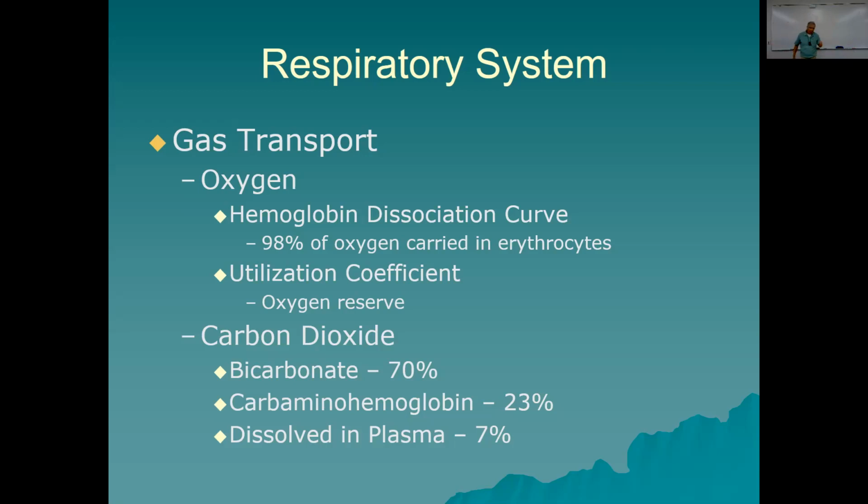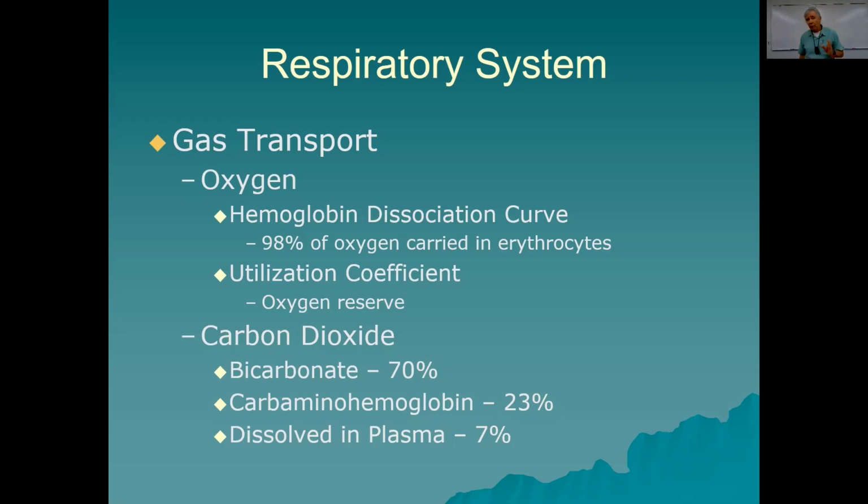Carbon dioxide. A little more complicated how carbon dioxide is carried in the blood. Most of it's carried as bicarbonate, 70%. Oh, wait a minute, I think I'm going to have to modify this PowerPoint. I'm not sure I've got the equation that shows you how CO2 is carried as bicarbonate. So let's hold off on that. It's carried in an ion called bicarbonate. It's HCO3 minus.